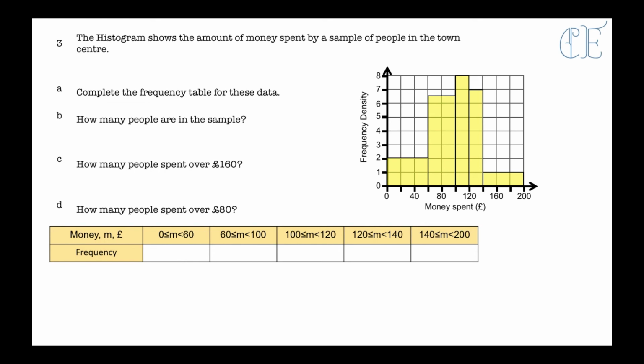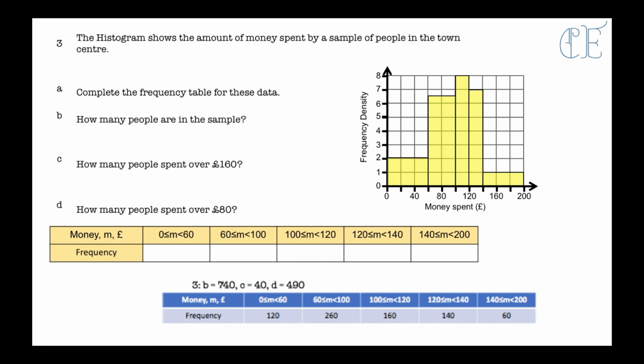Okay, if you paused the video, here are the answers. The histogram shows the amount of money spent by a sample of people in the town centre. Complete the frequency table, which has been done below for you in the blue table. How many people are in the sample? Well, if you count all of the frequencies, that gives you 740. How many people spent over £160? So if we go to our histogram and we look at £160, 160 to 200 is 40. 40 times 1 is 40.